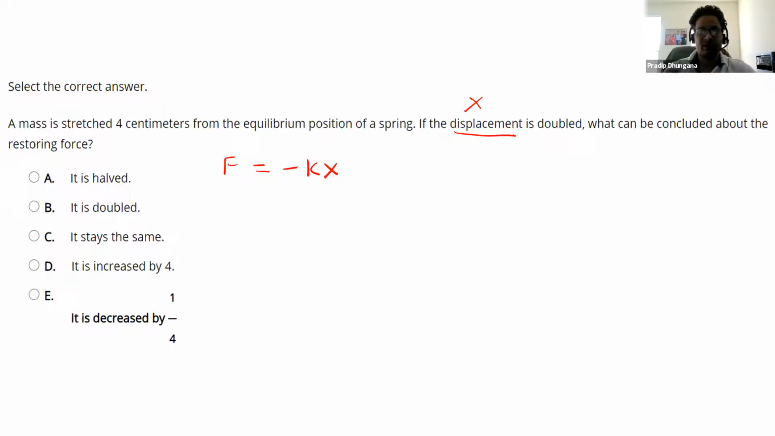As you can see, force is directly proportional to displacement. Think about that and then try to answer this question. I have already launched the poll. You can answer through the poll. I already got one correct answer. That's great. I'll wait for some time and then I'll answer this question.